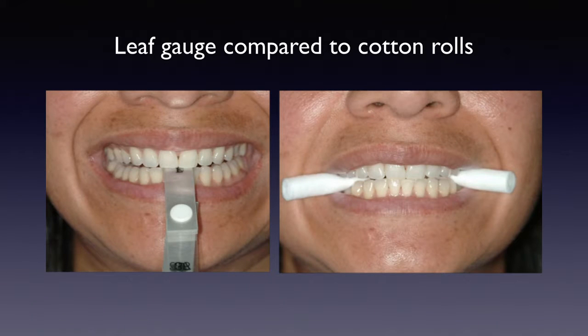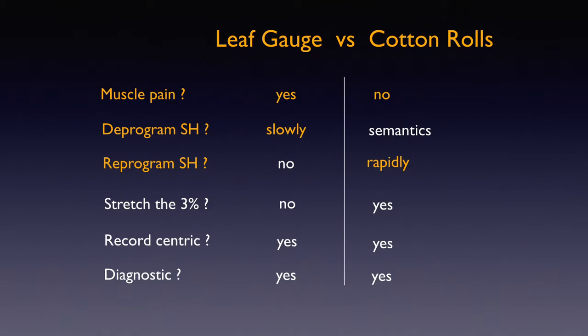The leaf gauge is a highly successful technique when used properly, emphasis when used properly, to achieve and record centric relation. So are cotton rolls, and we think they have some advantages over the use of a leaf gauge, which we'll now discuss. When using the leaf gauge, patients frequently experience some muscle pain. They usually do not have pain when using cotton rolls.